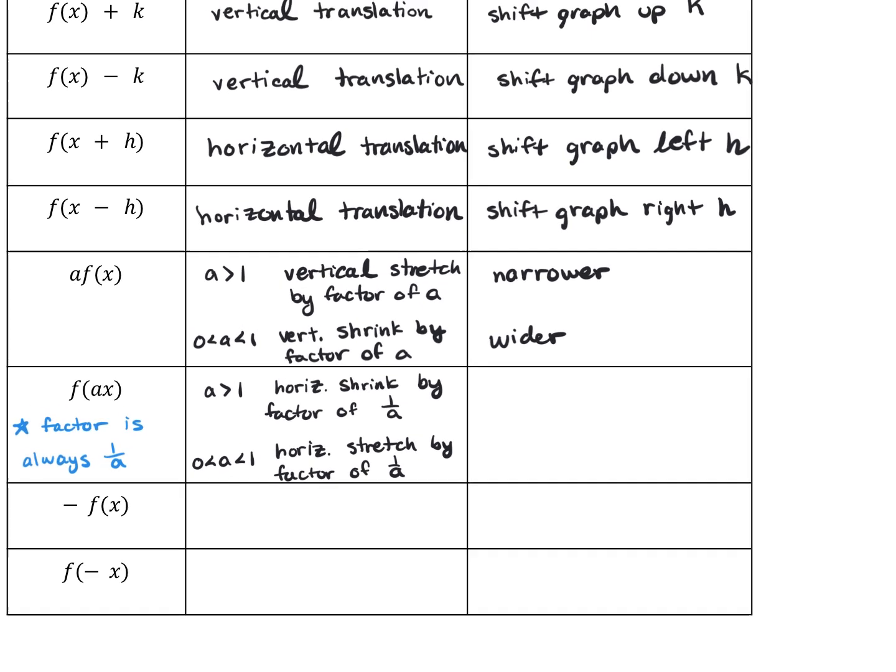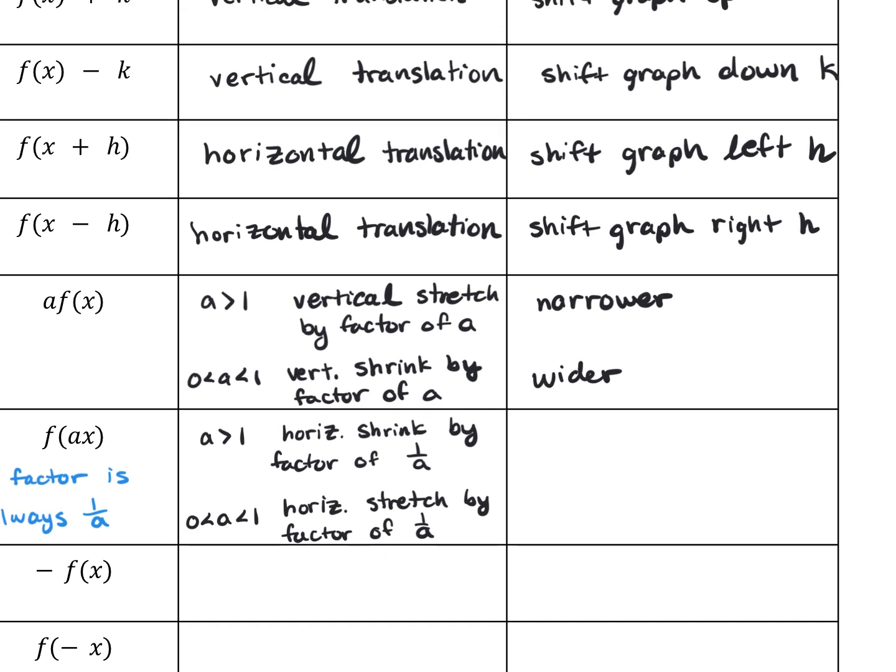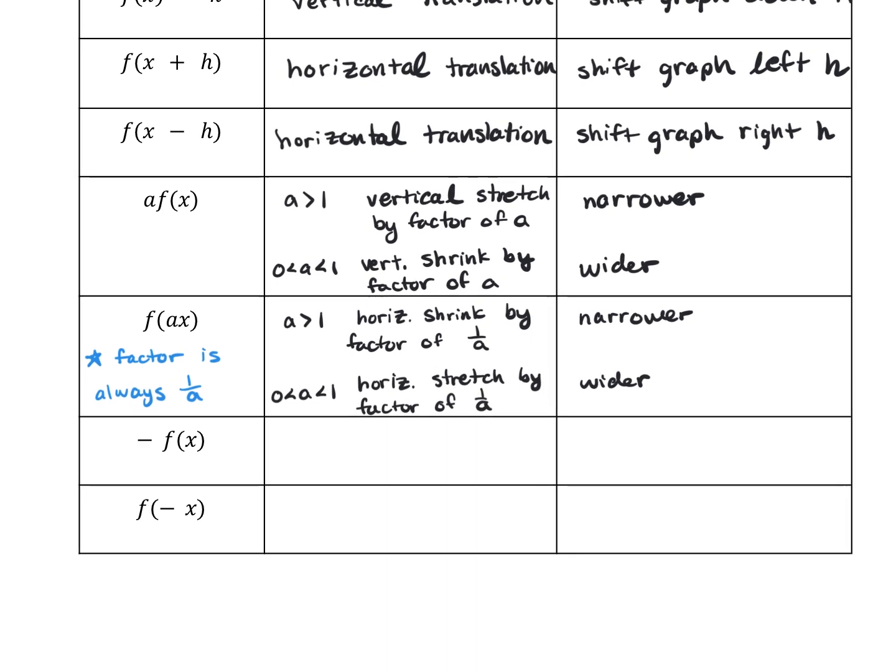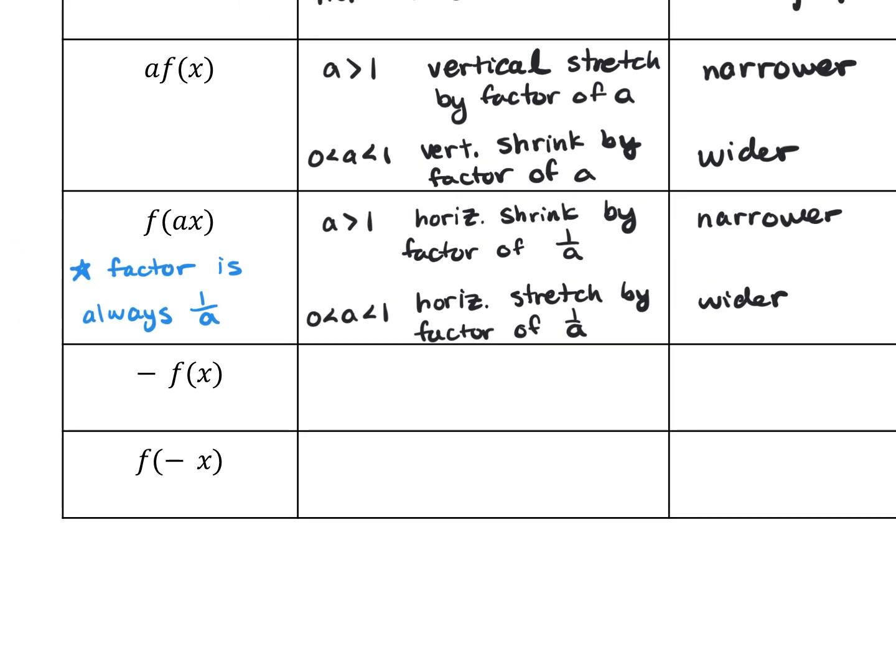So in terms of what it does to our graph, if you have a horizontal shrink, it's like you're putting your hands on the outside of your graph and you're moving them together. So this actually makes our graph look narrower. And when you have a horizontal stretch, it actually makes it look a little bit wider because it's growing horizontally faster.